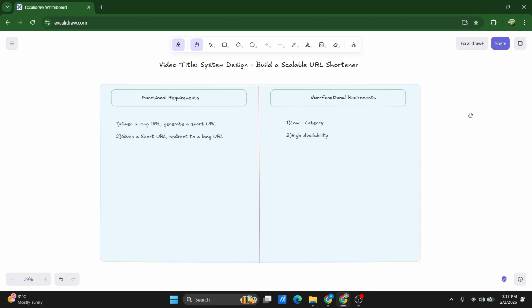In this video, we'll build a scalable URL shortener. Functional requirements. We'll fulfill two functional requirements. Given a long URL, generate a short URL. Given a short URL, redirect to a long URL. Non-functional requirements. Even here, we'll fulfill two non-functional requirements. Low latency, high availability.